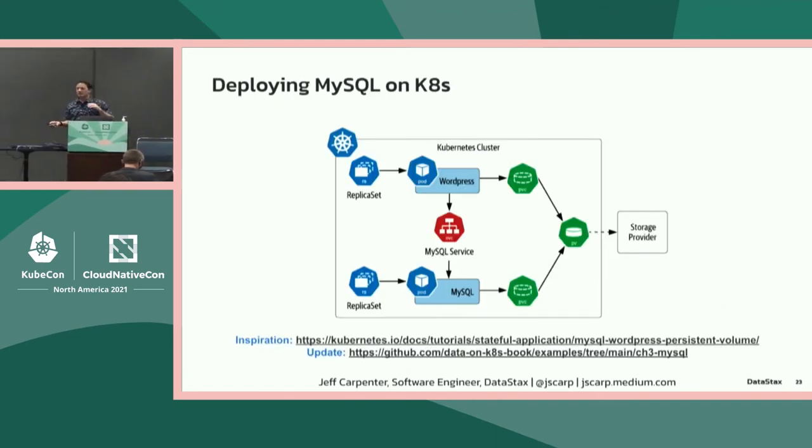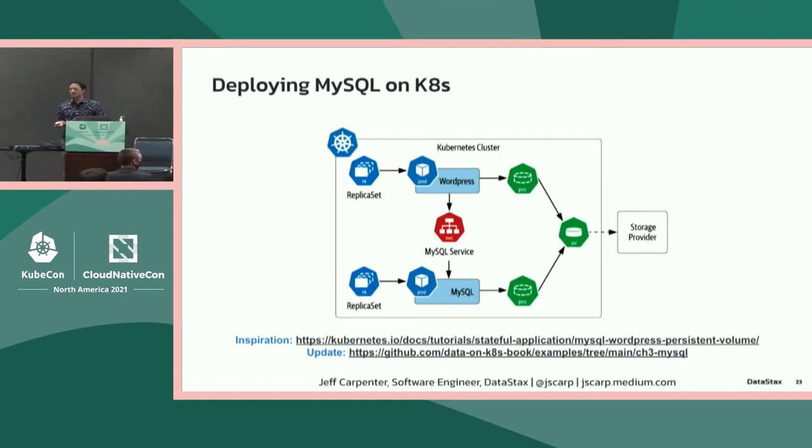Okay, so here's a sample deployment of MySQL, and this is based on an example that you can find in the Kubernetes documentation. I've kind of forked it on our repo that I shared with you earlier, the data on Kubernetes book repo, GitHub org. And so, relatively minor modifications to that standard Kubernetes documentation example. What this does is deploy WordPress, a single node of WordPress, on top of a single node of MySQL.